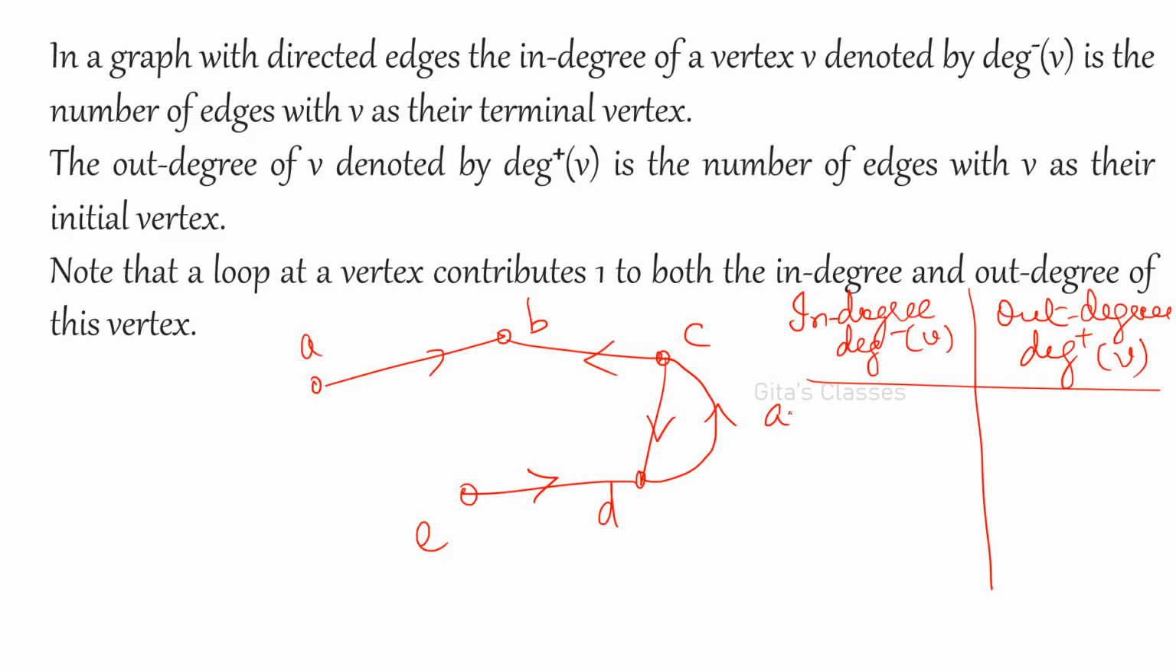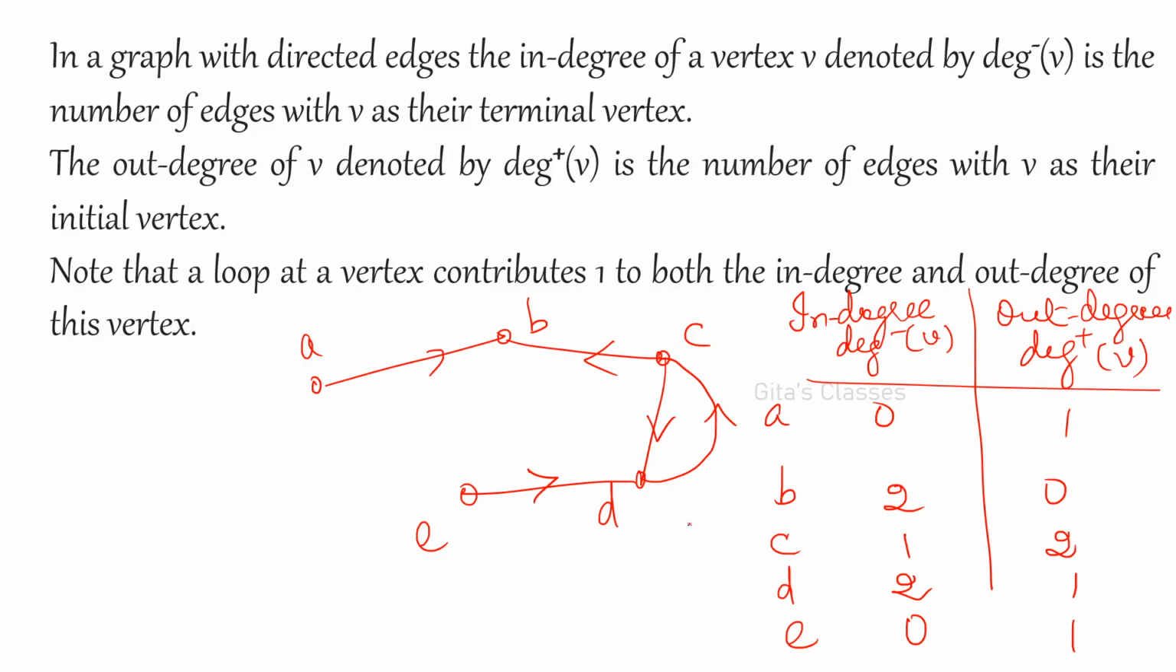For vertex A, in degree is 0, out degree 1. For vertex B, in degree is 2, out degree is 0. For C, in degree is 1, out degree is 2. For D, in degree is 2 and out degree is 1. What about E? In degree is 0, out degree is 1. If you add these two, you will get the total degree of the vertex.